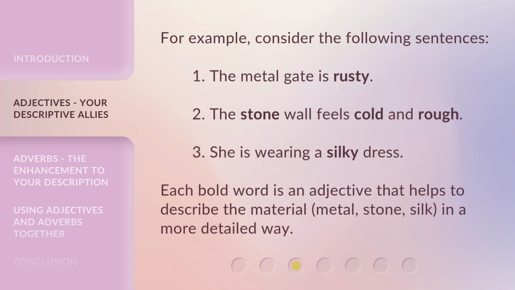For example, consider the following sentences. 1. The metal gate is rusty. 2. The stone wall feels cold and rough. 3. She is wearing a silky dress. Each bold word is an adjective that helps to describe the material, metal, stone, silk, in a more detailed way.